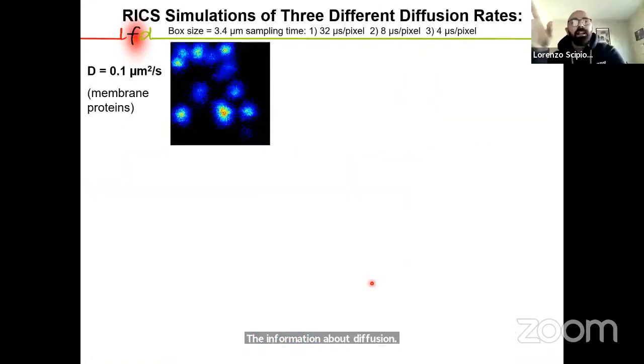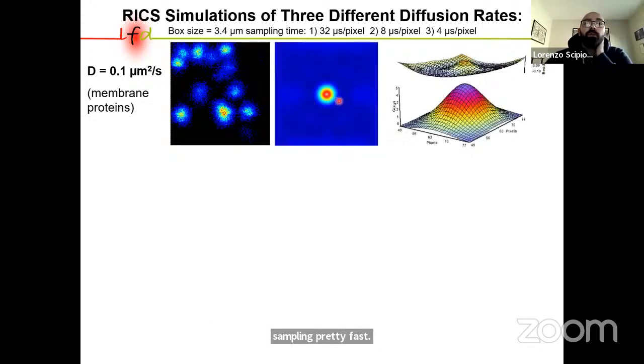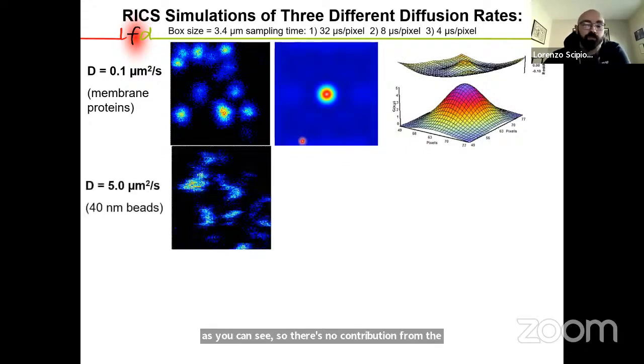So let's say that we're taking an image of very slow beads, okay? So this is what we get. We get the blur, these are beads, or whatever. They're pretty much still compared to the diffusion time, the scanning time, right? Because here we're sampling pretty fast. So these appear immobile. In fact, if we compute the autocorrelation function, this is perfectly circular, as you can see. So there's no contribution from the diffusion process, right?